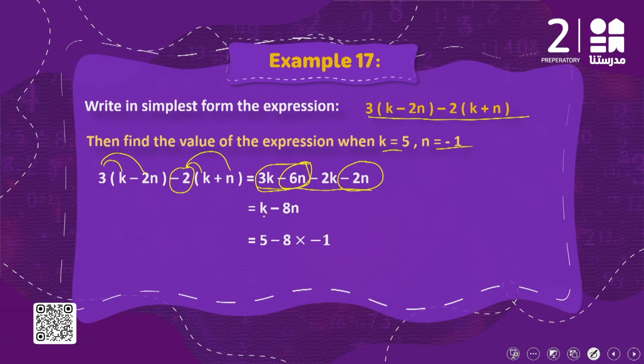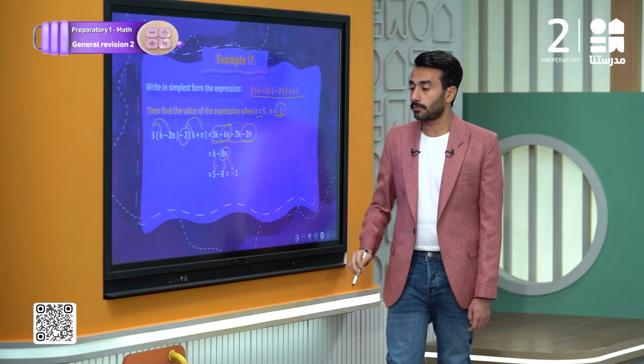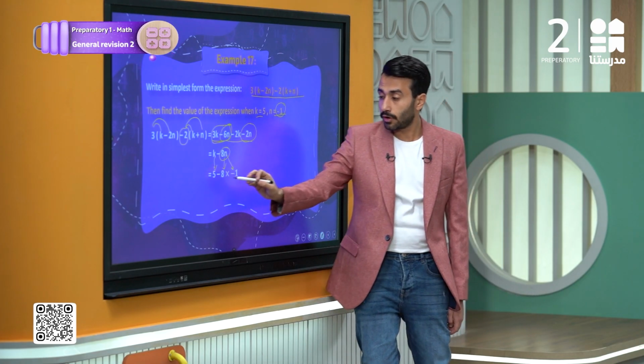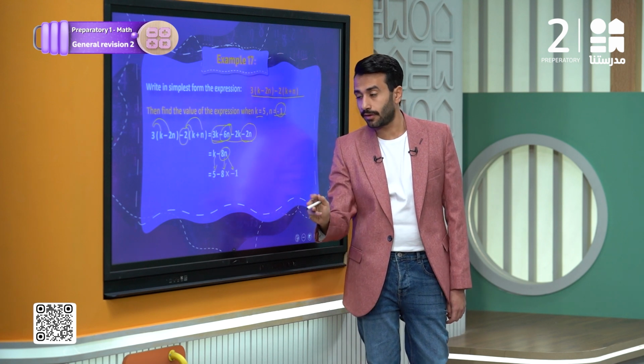K is equal to 5, here's 5. Now 8n, it means 8 times n. Here's 8, here's times, here's n, which is negative 1 as we said before. Simply you can put all of this in your calculator. 5 minus negative 8 times negative 1. Take care you don't write 5 minus 8 only at the beginning.